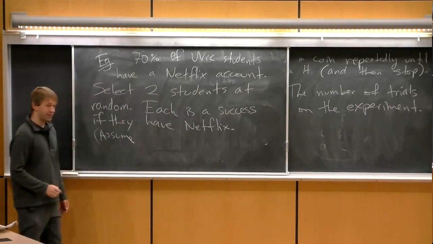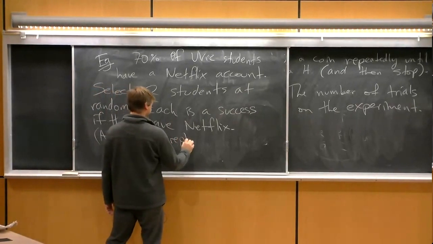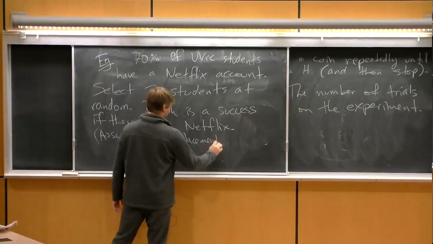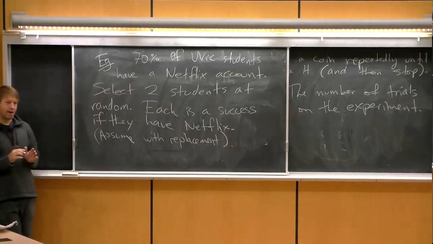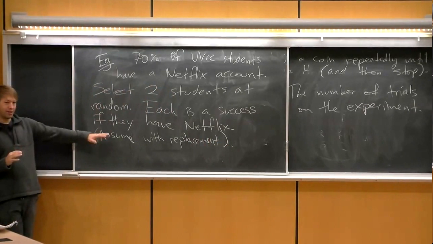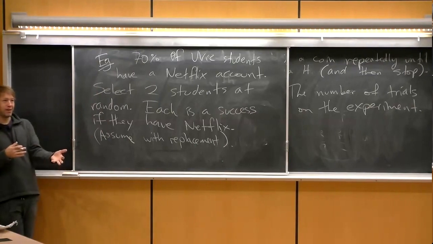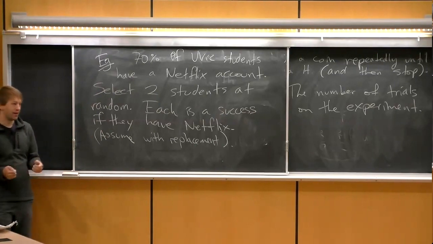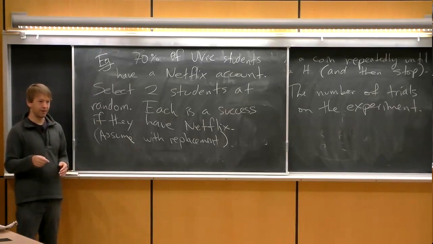The questions won't always say that, and this goes for MyLab Math as well. They won't always tell you if it's replacement or not, but essentially UVic has a lot of students, right? If I picked them with replacement, the chances of getting the same student twice is pretty low anyway. So if we're assuming this is with replacement, is this binomial or not?